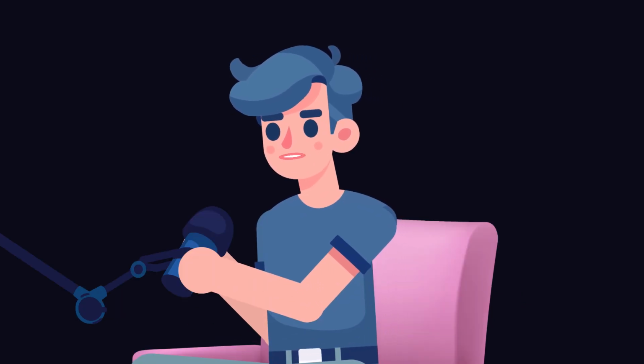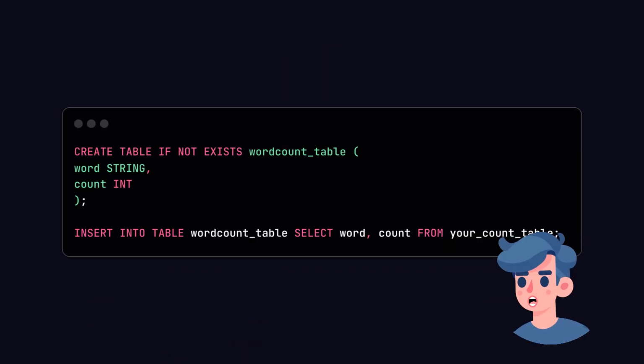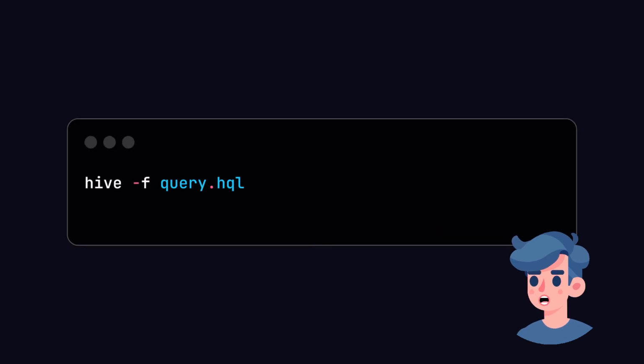In addition to processing data with Spark, HDInsight also allows you to use Hive for SQL-based querying. If you're familiar with SQL, you can run Hive queries directly from the cluster. To run a Hive query, you can create a new Hive file, say query.hql, where you define your SQL statements. For instance, here's a query to create a table. To execute this Hive script in HDInsight, you can use the Hive shell with the following command.